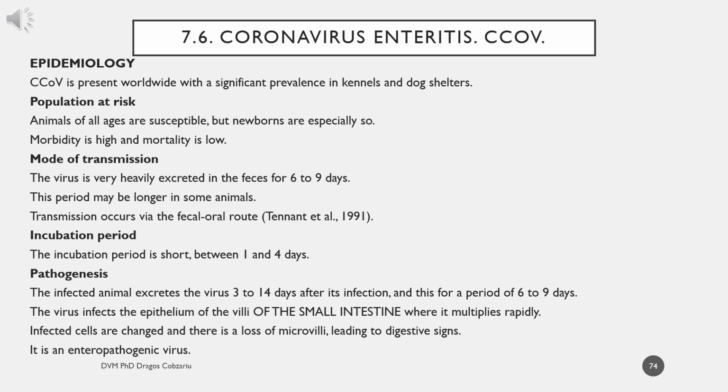Incubation period: the incubation period is short, between 1 and 4 days. Pathogenesis: the infected animal excretes the virus 3 to 14 days after its infection, and this for a period of 6 to 9 days. The virus infects the epithelium of the villi of the small intestine, where it multiplies rapidly. Infected cells are changed and there is a loss of microvilli, leading to digestive signs. It is an enteropathogenic virus.